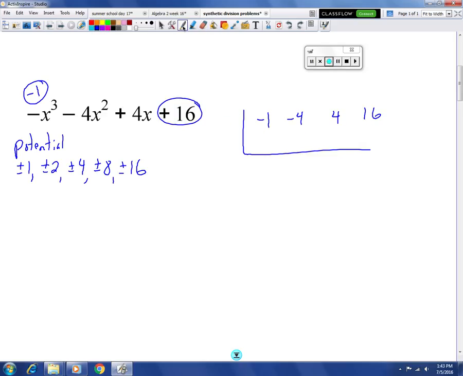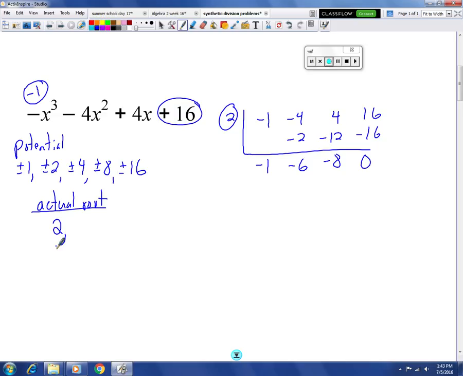All right, so let's try 2. 2 times negative 1 is a negative 2. These two give negative 6. Negative 12. 4 plus a negative 12 is negative 8. Times 2 is a negative 16. All right, good deal. So 2 is an actual root. And there are other names we can call these: solutions, x-intercepts, or zeros. So positive 2 is one of our roots.